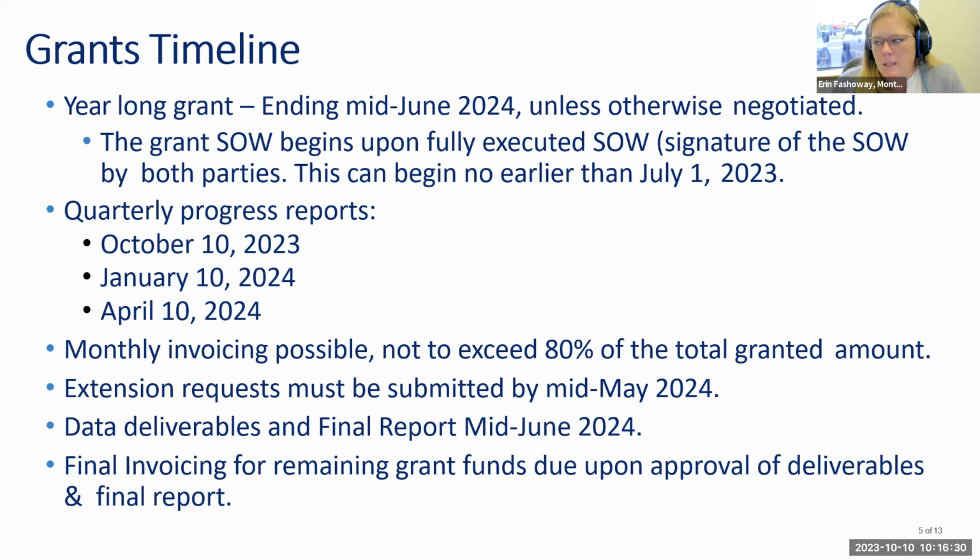Every grantee must submit 4 reports. We consider the first 3 quarterly reports, and then the last report due at the end of the project is a final report. If it's extended, then you will continue to submit reports for the length of your extension. You are able to invoice monthly, not to exceed 80% of the total granted amount. Extensions are allowed, and they must be submitted by mid-May. I think there's a very specific date in your contract. We left it kind of general here because we've got different folks working on different contracts right now. And then typically data deliverables, if your project has not been extended, and your final report are due mid-June. Final invoicing of remaining funds can be submitted after the data deliverables and final report have been approved.